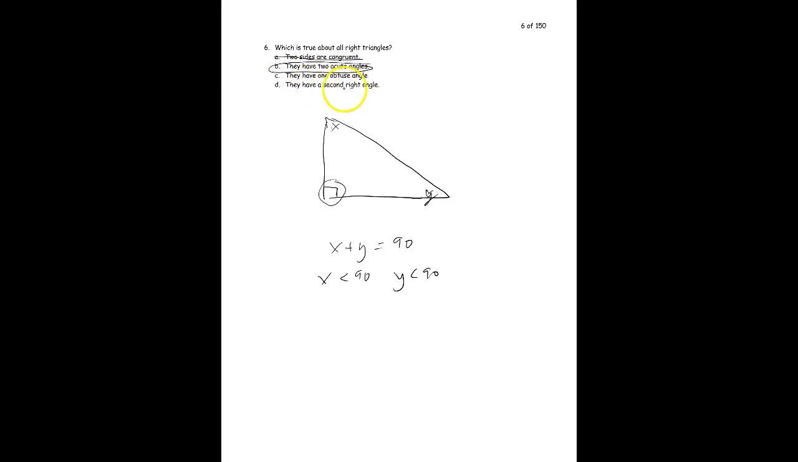And obviously you can't have a second right angle, because if you had two 90s, that would add up to 180, and the third angle would have to be 0. So it's not going to be D. And for the same reason, they can't have one obtuse angle. If one of them is 90, the other two add up to 90. So obtuse means greater than 90, and so that one can't be right either. The answer is B.